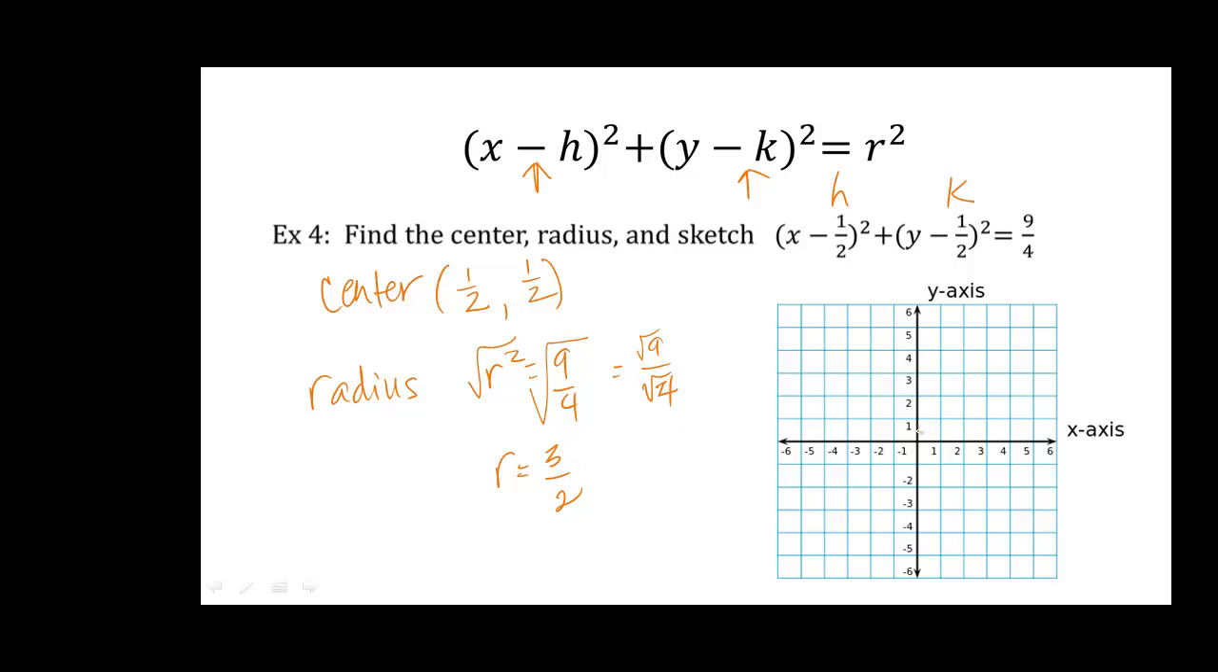So I look on my graph. If the center is 1/2, 1/2, there's 1/2 and 1/2. So here's my center. The radius is 3/2, so it's 1.5. So I go 1.5, 1.5, 1.5, 1.5. So if I can connect these, there's my circle. Yours will have points.